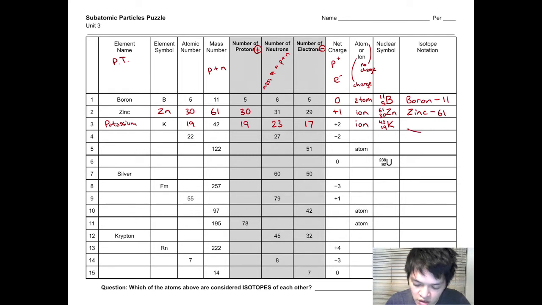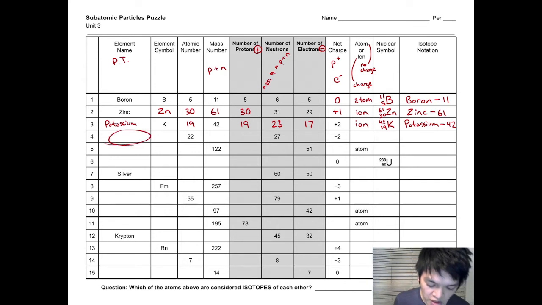And then lastly, isotope notation. Now the isotope notation is just the name of the element, hyphen, and then whatever the mass number is. The mass number earlier we said was 42. So this is a potassium that has a mass number of 42. Alright, let's move on to the next one.